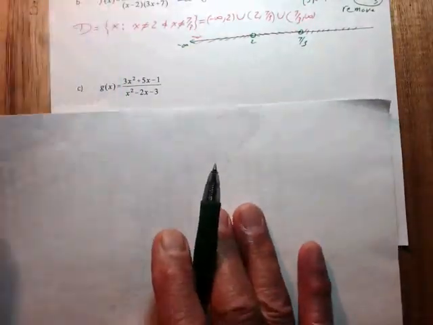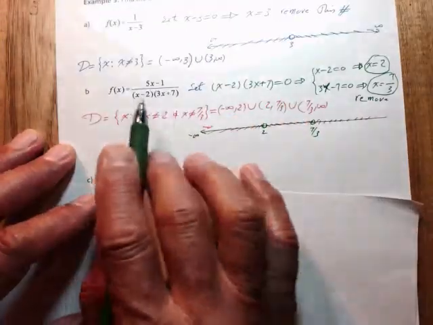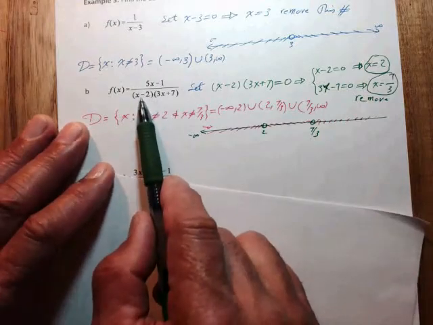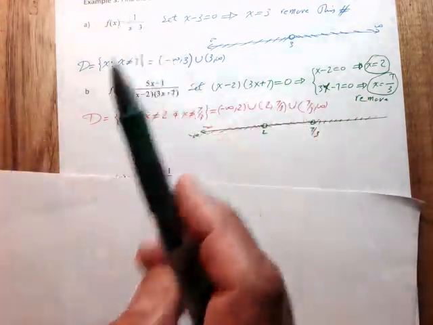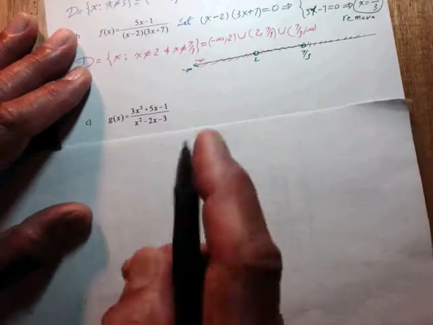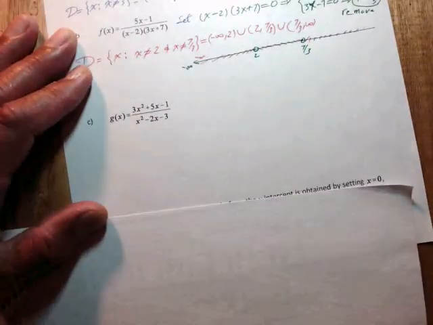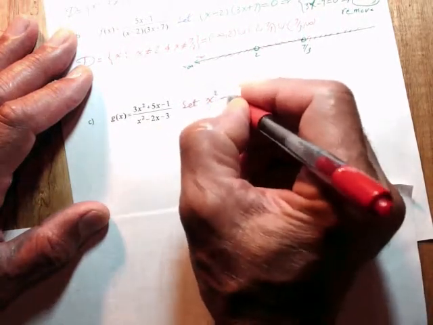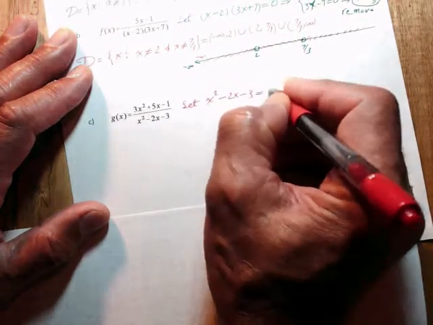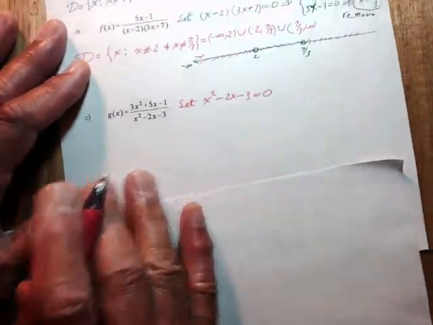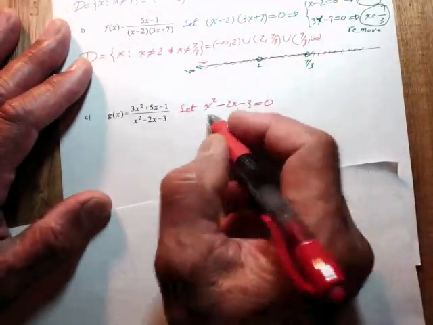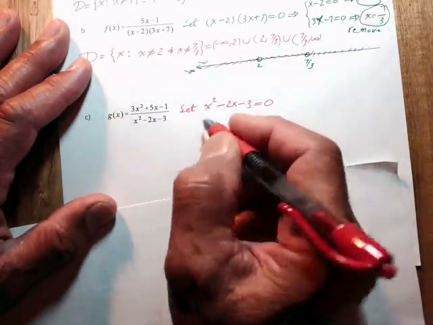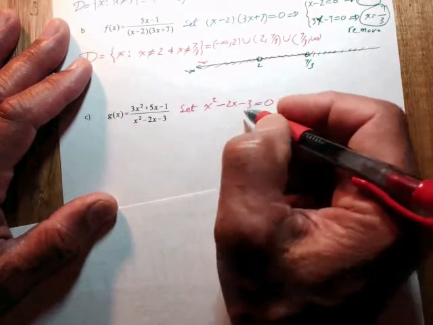Another example, it's just like the previous example, but the previous example was easier because the denominator was already factored, but here it's not. So again, as usual, we just set x squared minus 2x minus 3 equal to 0. Now if you can factor this, that's the easiest way. But if you can't factor this, use the quadratic formula. I can actually factor this.